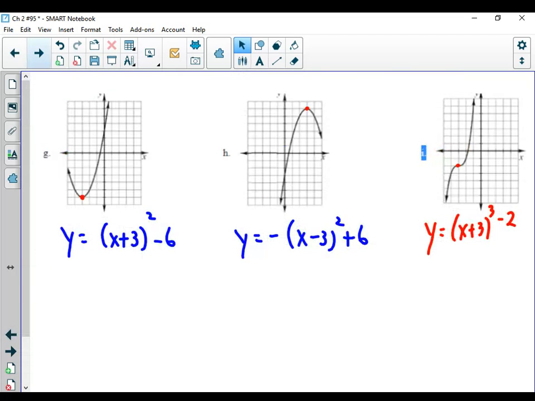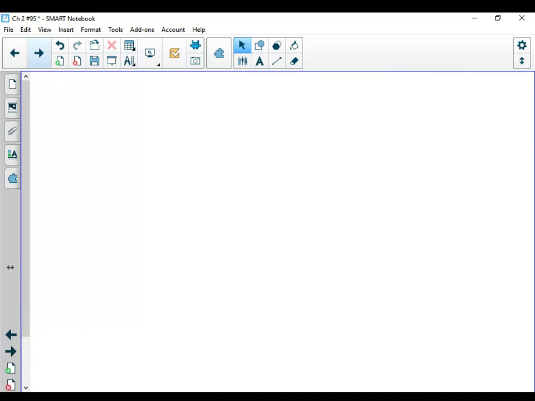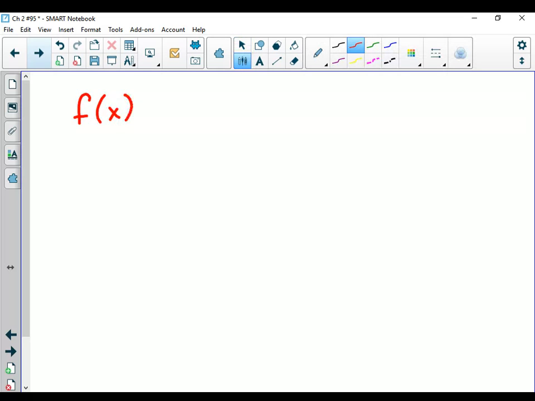So let's think about what we know already. If I started with some function, f of x, and I said I'm going to do f of x plus k, well, no matter what function I have there, what would adding or subtracting a certain value do to that graph? Move it up or down. So it's going to translate it, move it up or down. And that happens no matter what kind of function we have.